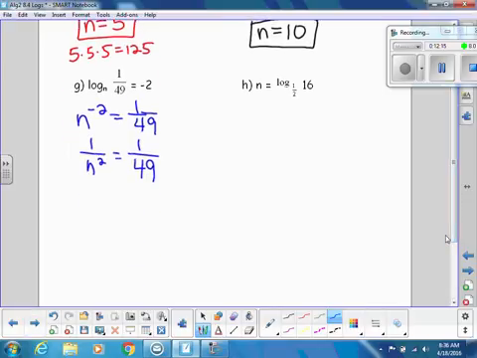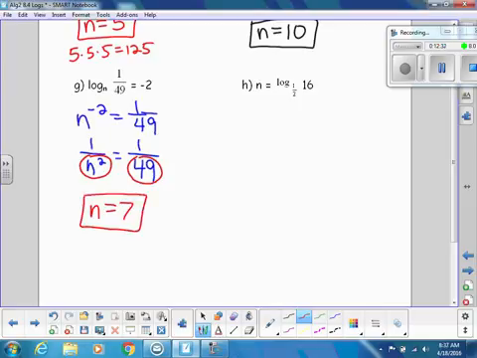So if I look just at the denominators, I have n squared and I have 49. So is there some number raised to the 2nd power equal to 49? Yeah, 7, right? So I know that 7 would be my base there.